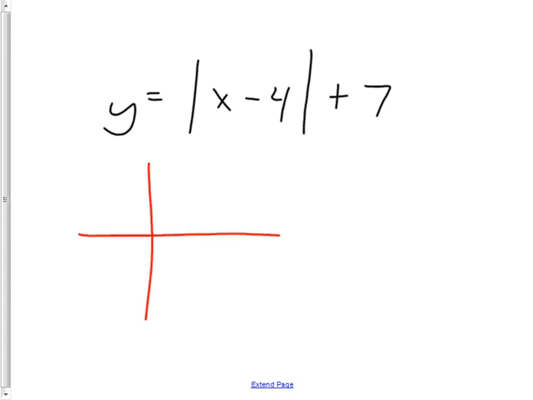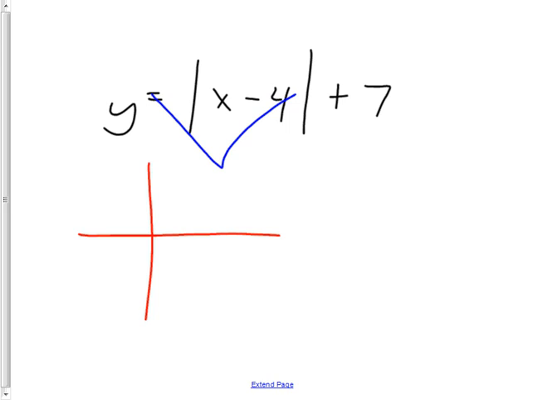And where is the V? Well, it's been moved. Which way? Up 7 and right 4. Now, can you generally tell me my domain? Negative infinity, positive infinity, right? It's just left to right.